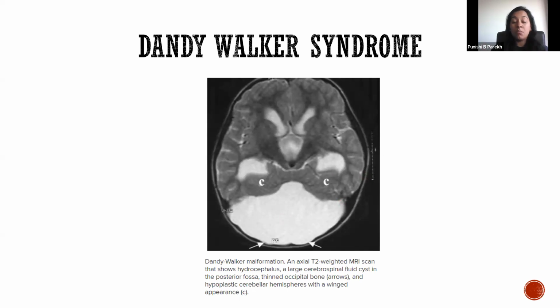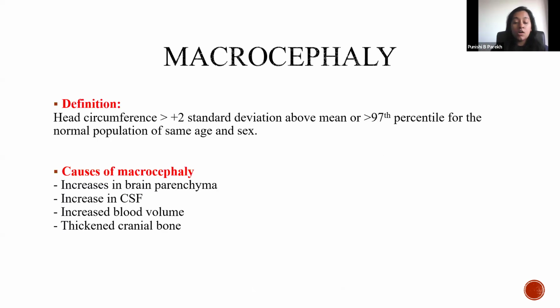So now that we've seen the causes of hydrocephalus, let's look at terminologies that are commonly used but mean different things. So what do we mean by macrocephaly? Macrocephaly refers to a head circumference measuring more than +2 standard deviations above mean, or more than the 97th percentile as compared to the normal population of that age and sex. So a large head, basically, where the head circumference is more than +2 standard deviations, is what is defined as macrocephaly.